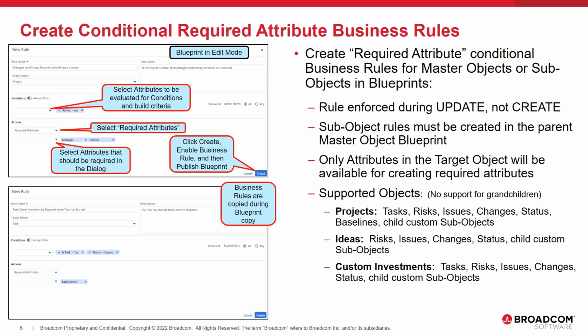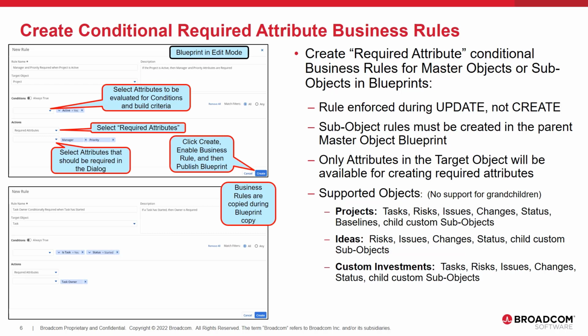You'll see the bottom example is the same type of conditionally required attribute, only it's for some attributes on the task sub-object for the project. And you can see that in the conditions, we said where is task equals yes, status equals started, and if those conditions are met, then we want to actually have the task owner as required.